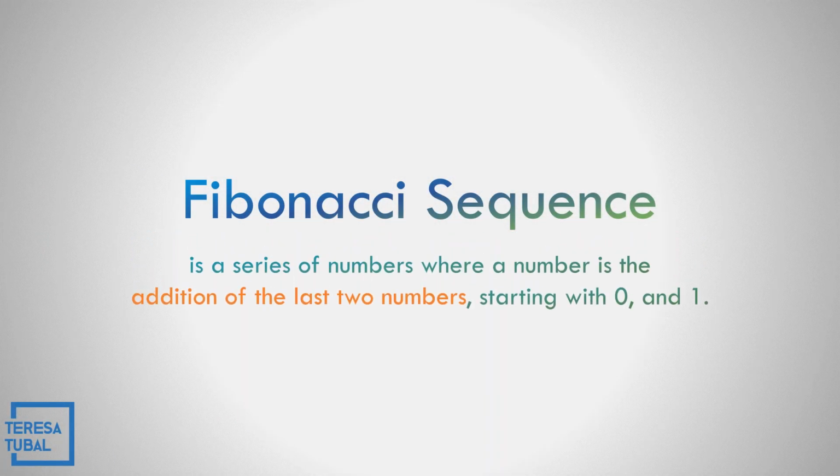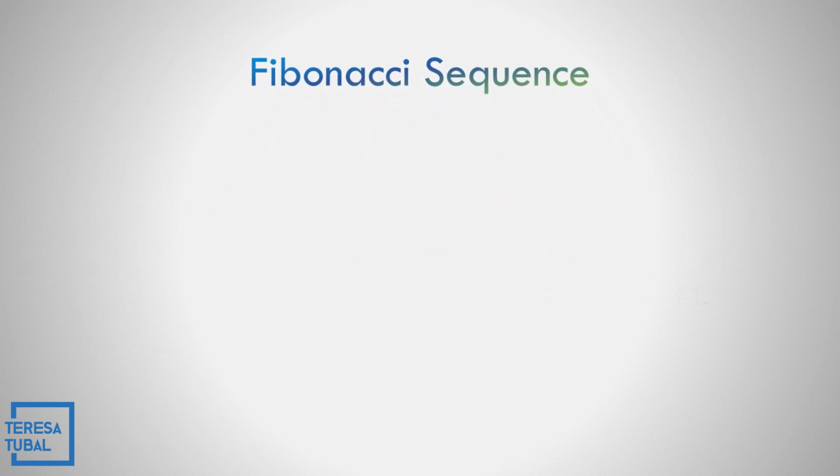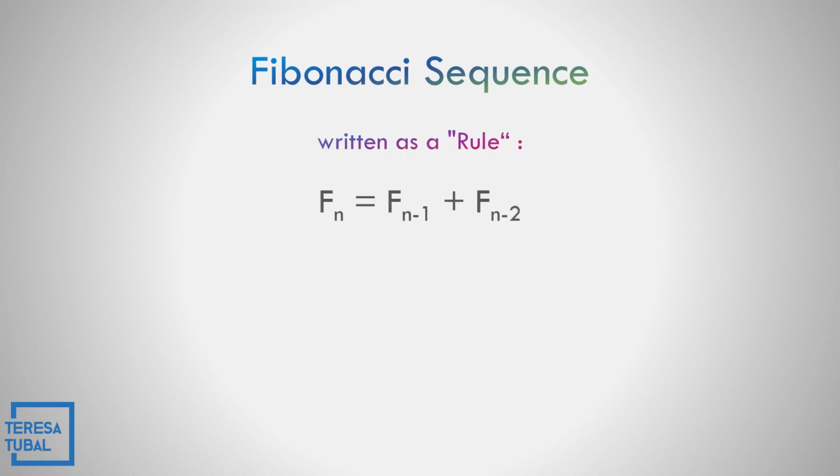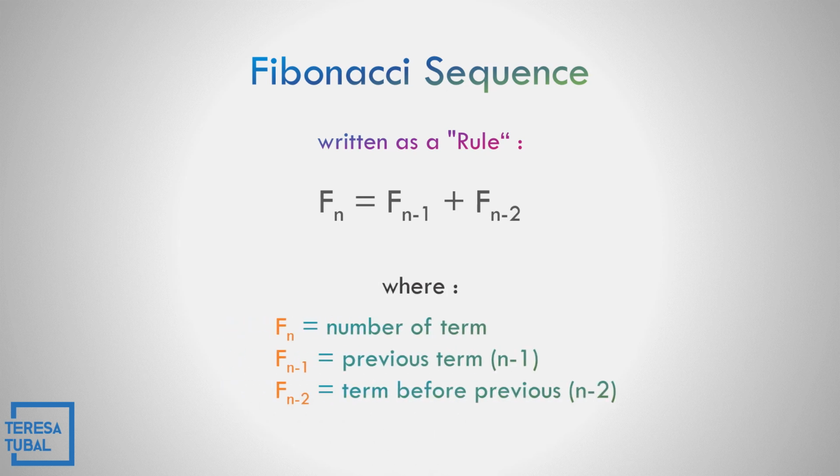The Fibonacci sequence is a series of numbers where a number is the addition of the last two numbers, starting with 0 and 1. In our rule, f sub n is equal to f sub n minus 1 plus f sub n minus 2, where f sub n is the number of the term, f sub n minus 1 is the previous term, and f sub n minus 2 is the term before the previous.